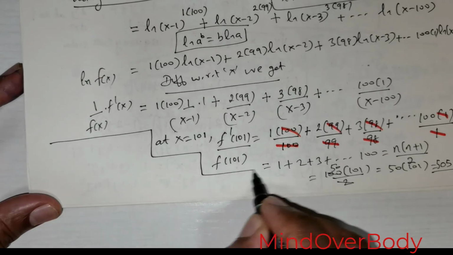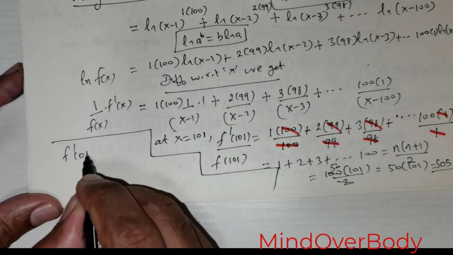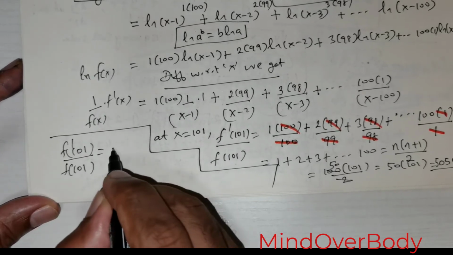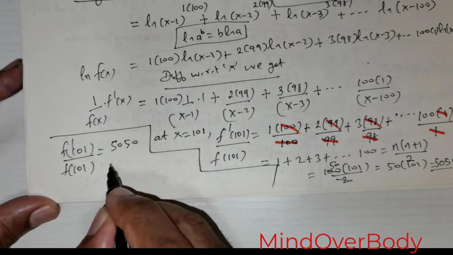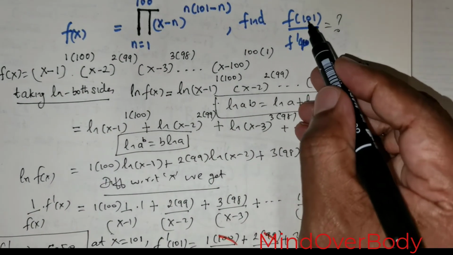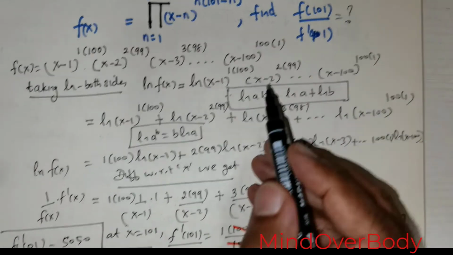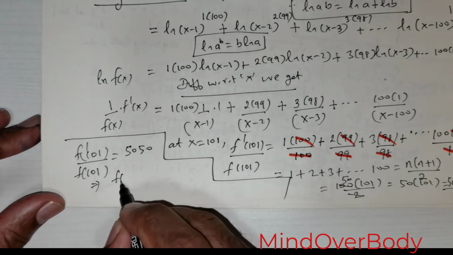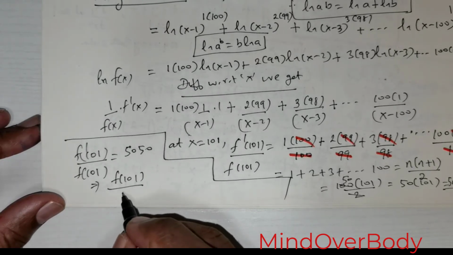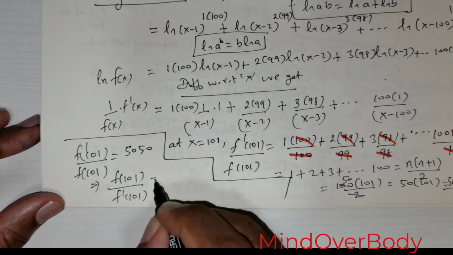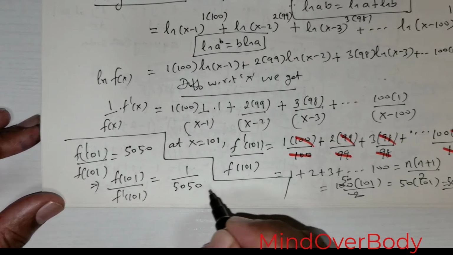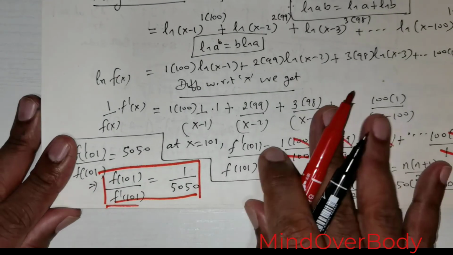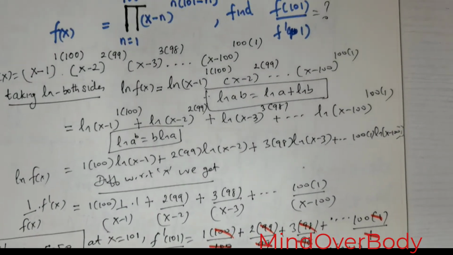But what is this exactly? This is f dash of 101 divided by f of 101. This is 5050, but we need f of 101 over f dash of 101. This is f dash over f, so just reverse this. So this implies f of 101 divided by f dash of 101 is equal to 1 over 5050. So that is a good place for us to draw the red line. So that completes this beautiful question, students.